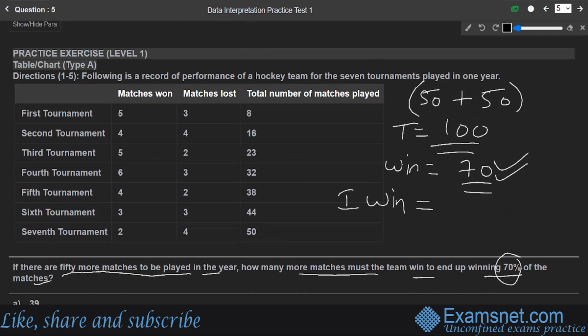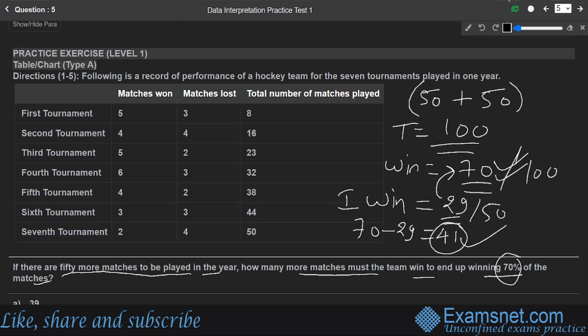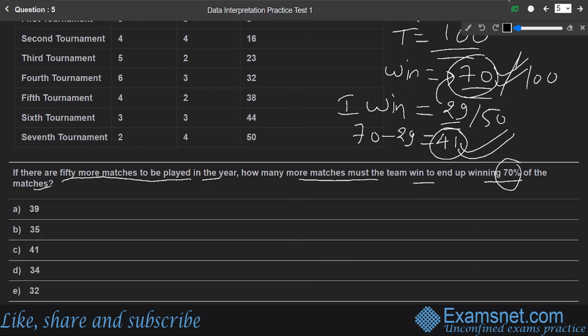We just calculated there have been 29 wins for the team out of 50, and he wants 70 wins out of 100. So obviously, how many more matches will he have to win to score 70 out of 100? That will be simply 70 minus 29, and 70 minus 29 gives you 41. So clearly the team will have to win 41 more matches so that its total becomes 70, and the percentage then becomes 70% of the total matches played at that point of time. So that becomes the right answer. 41 is the right answer, option C.